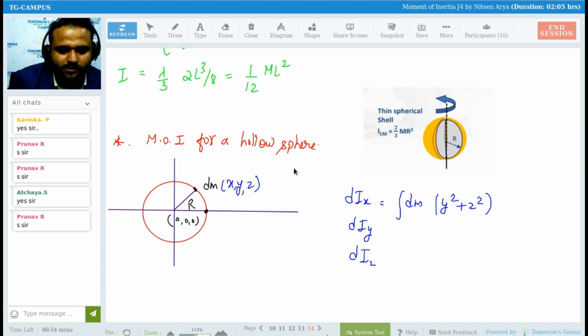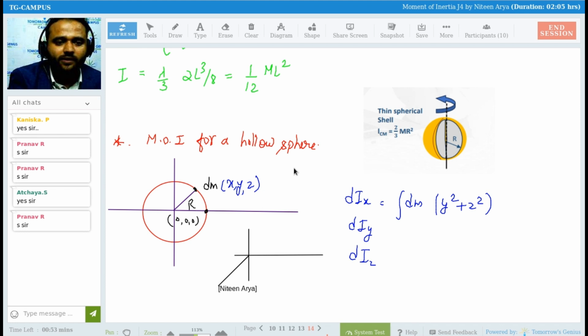So we have this, right? We have this, and we have this thing also. This is my X, Y, Z system. Is this clear, everyone? This is my Y, this is my Z, and this is my X. And how can I write x square, because dIx is small dm into x square. How can I write x square equals y square plus z square?